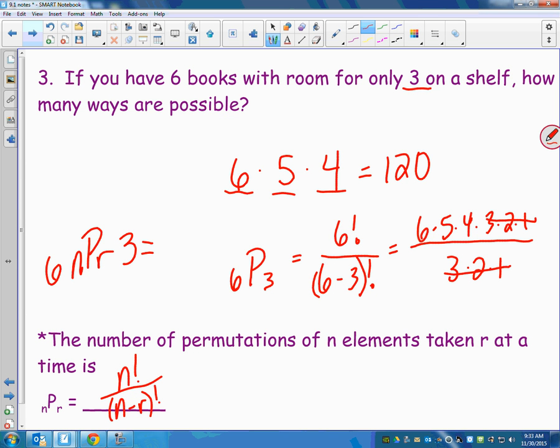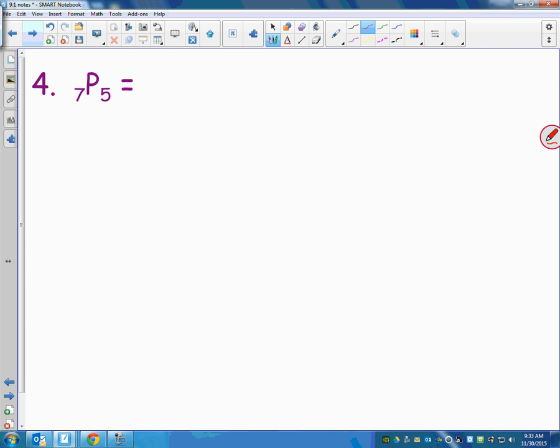I want you to do it both ways. Use the formula, then type it in your calculator and check that you get the same answer. The formula, remember, is n factorial over n minus r factorial. Do the formula, and then type it in your calculator. And maybe even do the formula without hitting the factorial button.